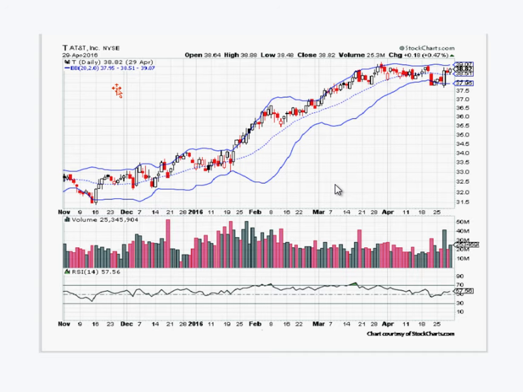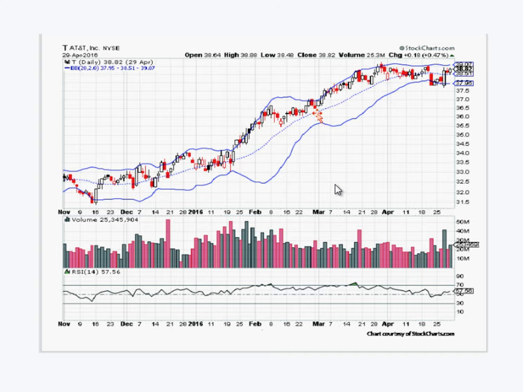Paul asks, how were the bands created? Is it after closing the opening, or are they a history of real time? The bands are created by a simple average, usually 20 days, to create the middle band. And then the upper and lower bands are the same period of time, but they are calculated as two standard deviations away from the middle band.